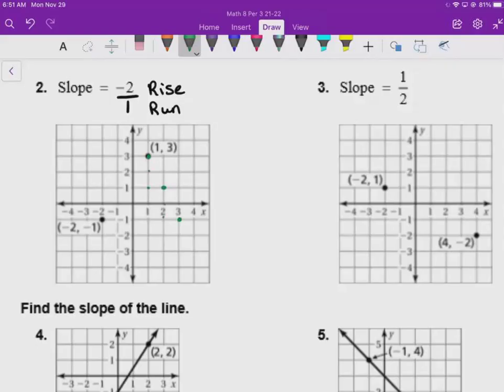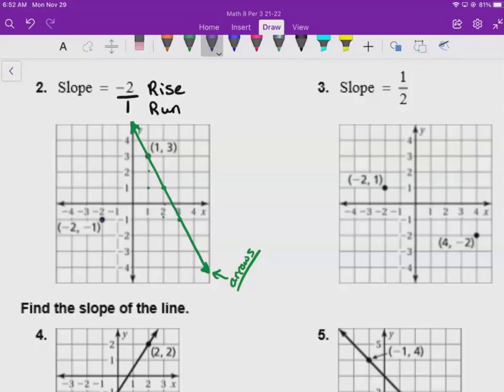You have to do at least 3 points to draw a line, not just 2. 2 points make a line, but here you got to do 3. All right. And you have to have arrows. Arrows. Those are important. Okay, now we're going to do the same thing, but start at the other point.